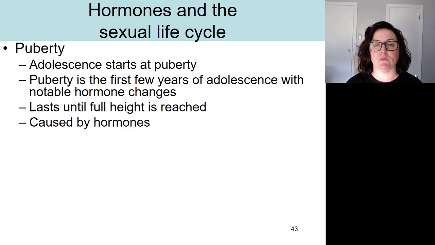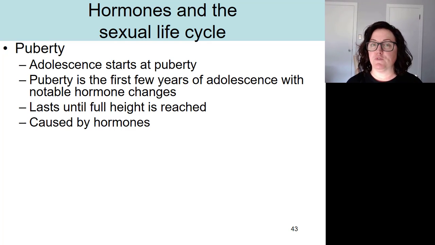I want to review hormones and the male sexual life cycle, but to do that we need to know a little bit about puberty. Puberty and adolescence start at the same time. So it's weird because they say adolescence starts at puberty and they say puberty starts at adolescence, but in either case, they start at the same time.